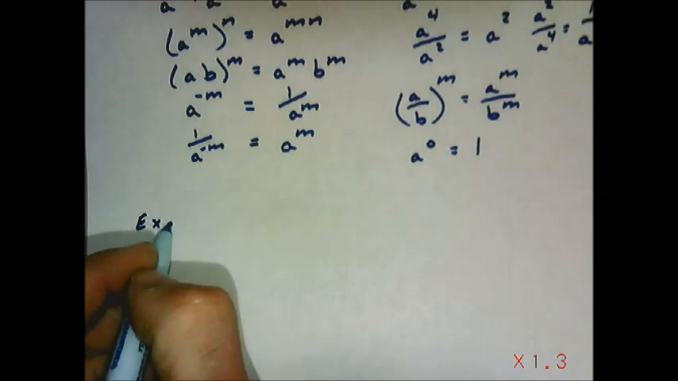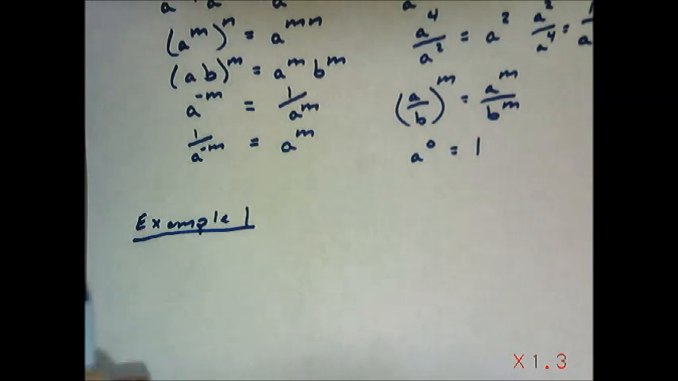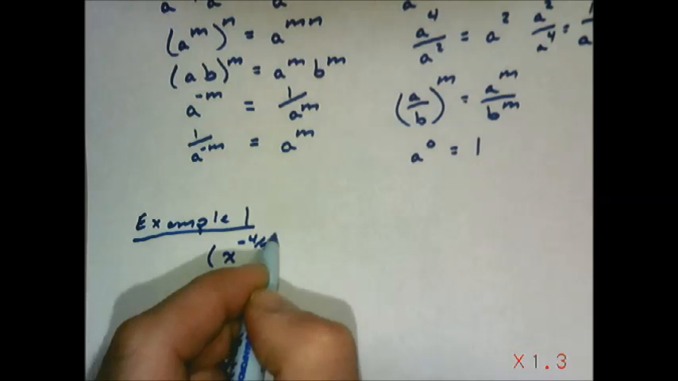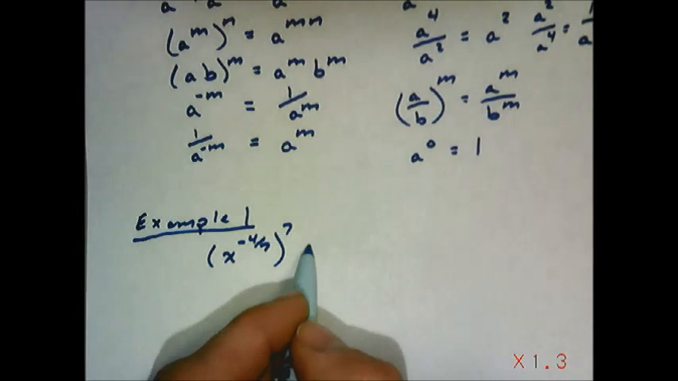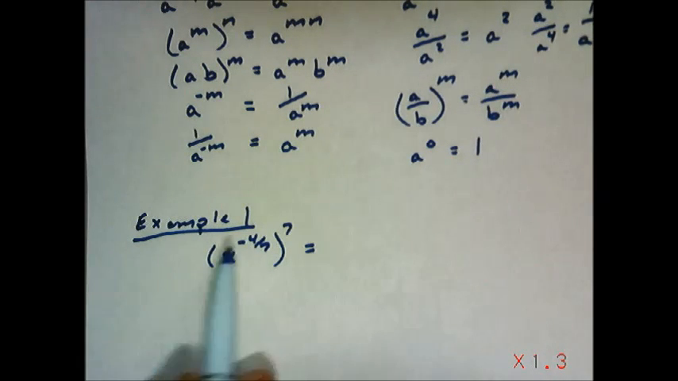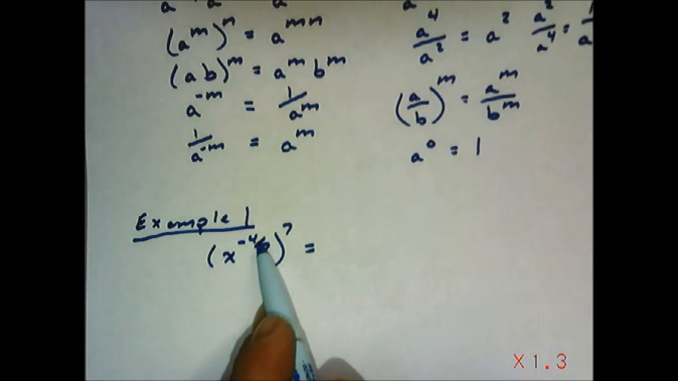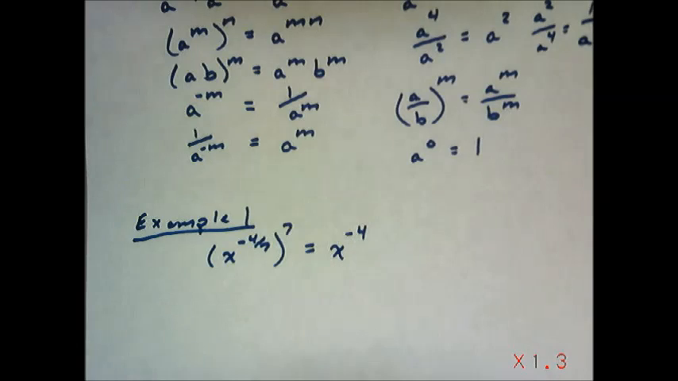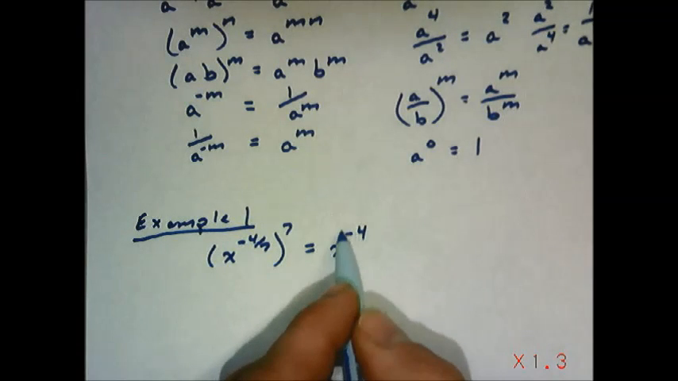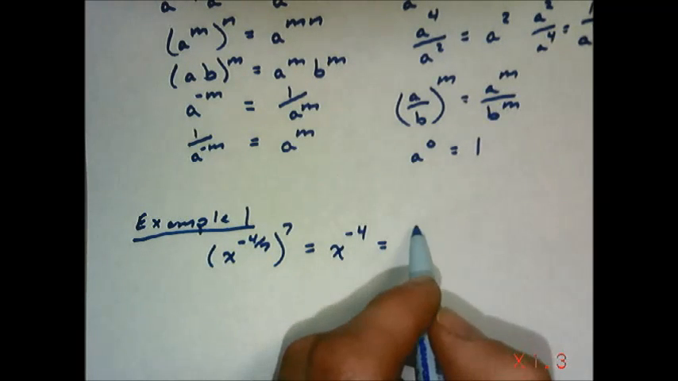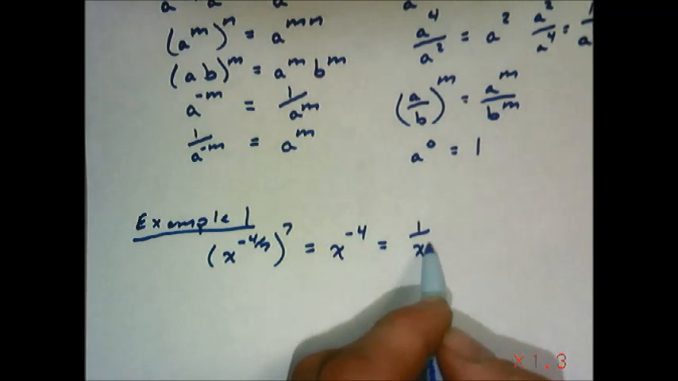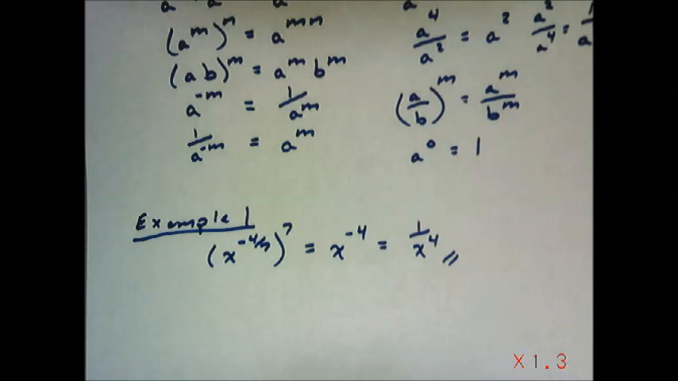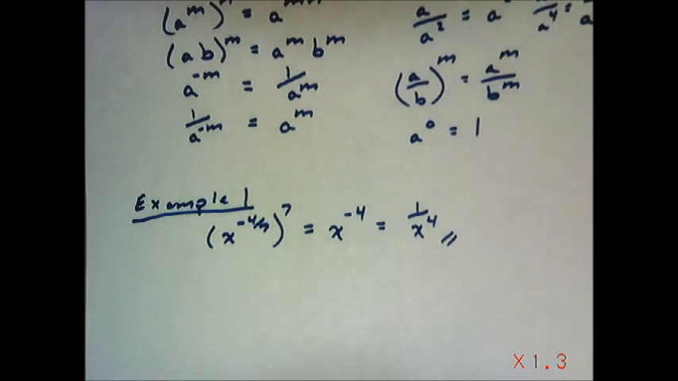So let's look at example 1. In example 1, let's take the quantity of x to the negative 4/7 to the 7th power. Here, we can go ahead and multiply our negative 4/7 by 7, and we end up with x to the negative 4th. We end up with a negative exponent, so we can rewrite this with a positive exponent as 1 over x to the 4th. We can't simplify this anymore, so there's our final answer for example 1.